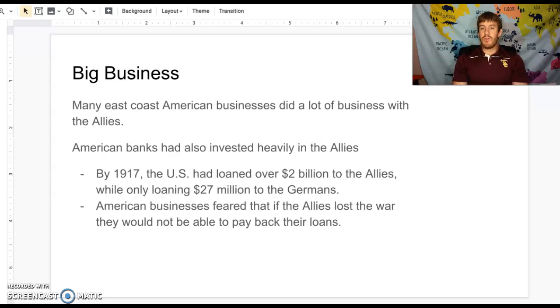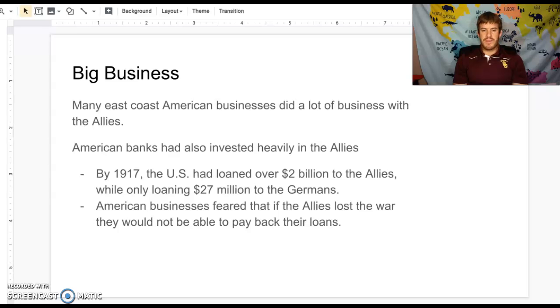Big business is also in favor of the Allies. So you have a lot of East Coast American businesses that do a lot of business with the Allies, so obviously they want that to continue, so they're pro-Allies. You also have American banks investing heavily in the Allies as well. So by 1917, when we get into the war, the U.S. had loaned over $2 billion to the Allies, and they only loaned roughly $27 million to the Germans.